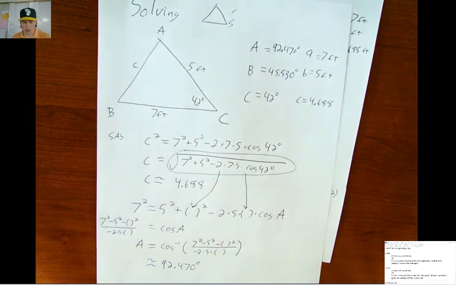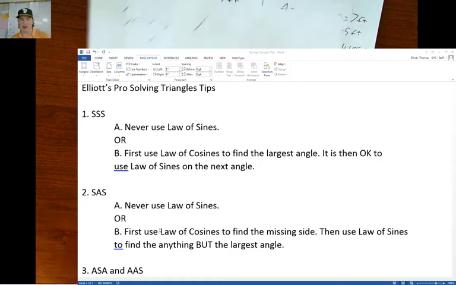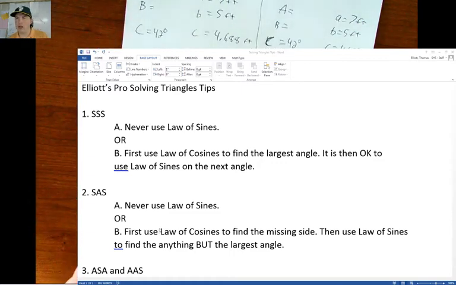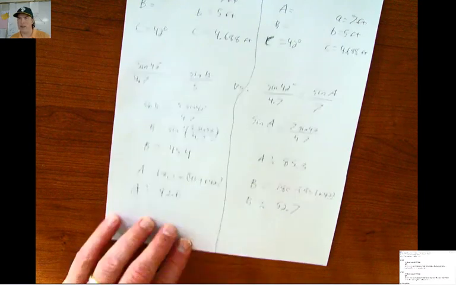Okay, now let's go back to the advice that Elliot was talking about. Never use law of sines, or first use law of cosines to find the missing side, which is what I did, then use law of sines to find anything but the largest angle. So I used kind of technique A here to never use law of sines, but what if you decide to not follow Elliot's advice? What if you're like, well, I'm going to use law of sines to find that last couple angles because it's significantly less work? Let's look at that.